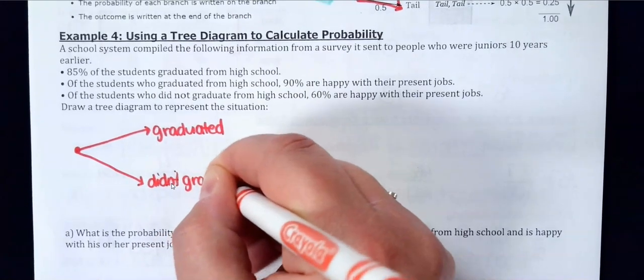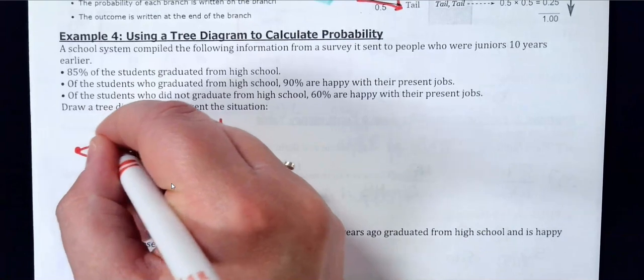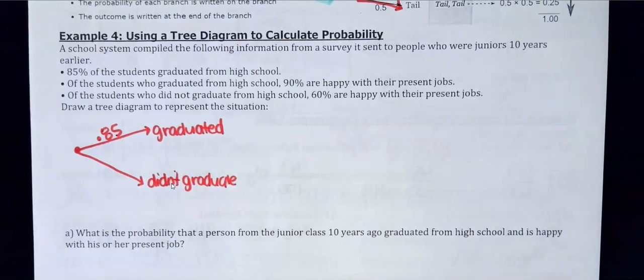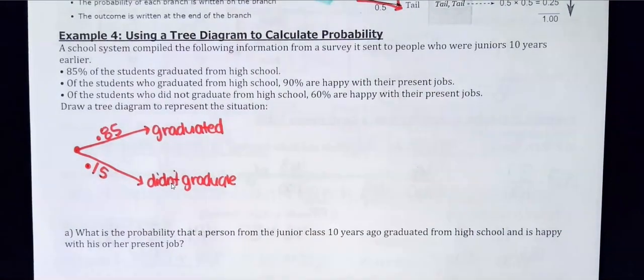Now it says here 85% of the people graduated, so I'm going to write 0.85. So what would you write for the probability the person did not graduate? 0.15 or 15%. Usually if you see these tree diagrams, they'll use decimal versions, but you can use a percentage too if you want.